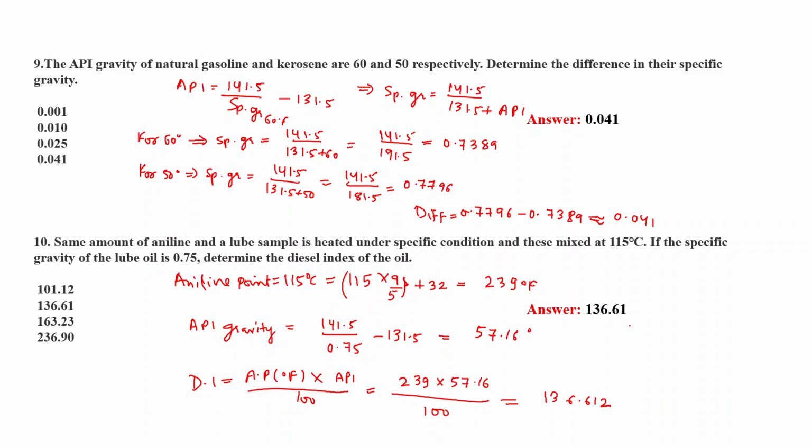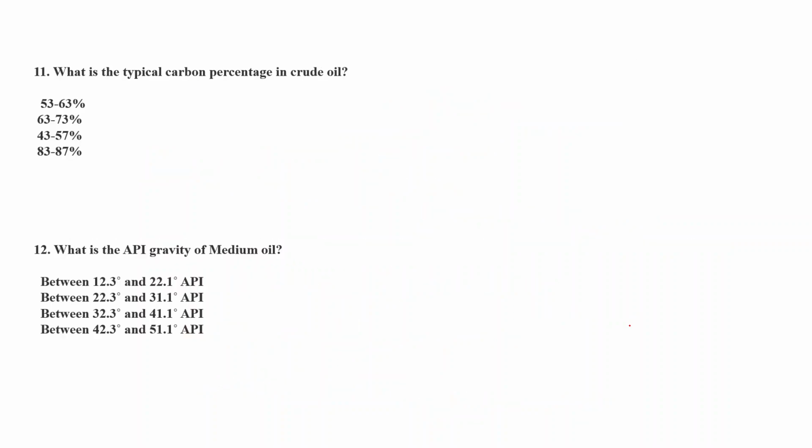Is this clear to you all? Coming on to the next question: what is the typical carbon percentage in crude oil? The answer is 83 to 87 percent of carbon content is present in crude oil. What is the API gravity of medium oil? It is between 22.3 to 31.1 API gravity.